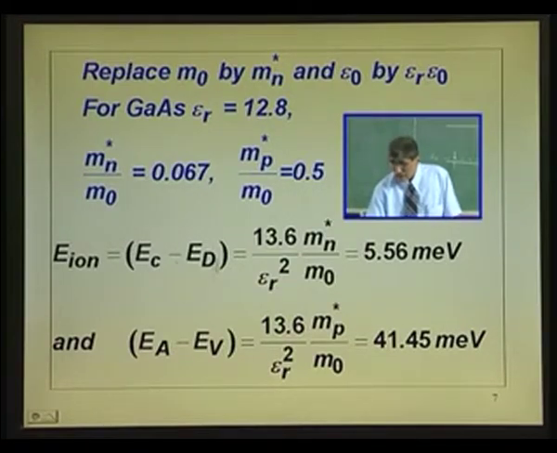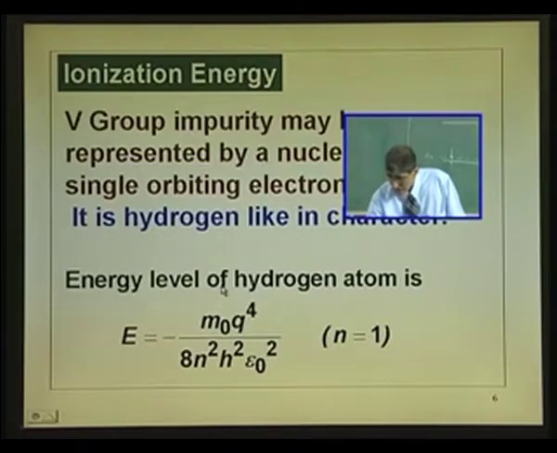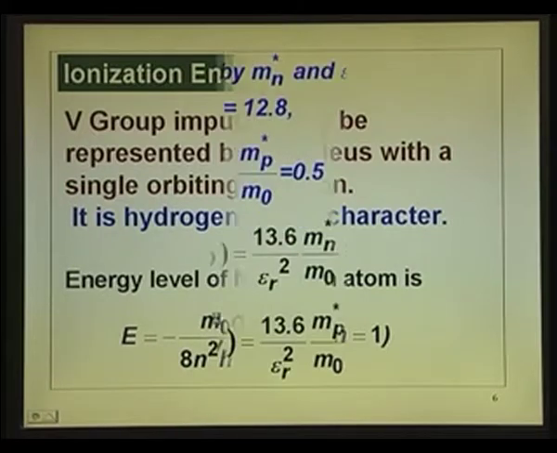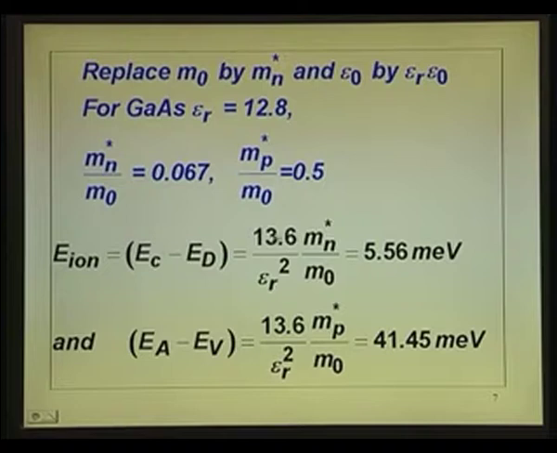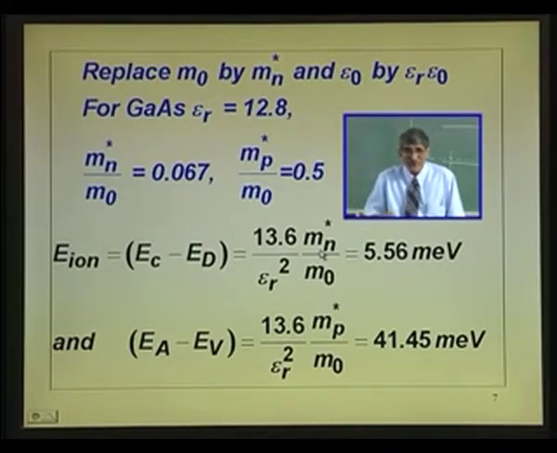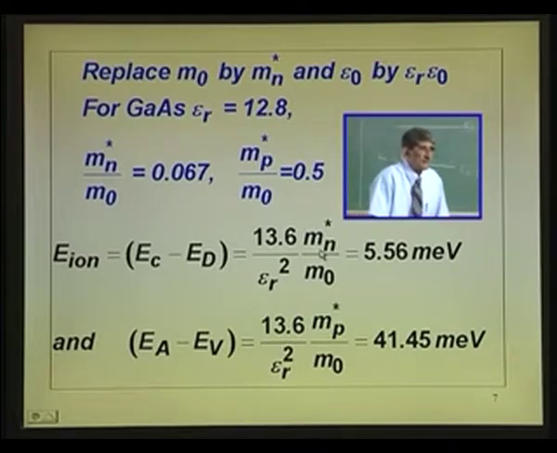So, now ionization energy. What you do is, I will go back once, replace m naught by mn star. That means, whatever I get here is 13.6 divided by m naught multiplied by mn star. It works out to our convenience. I do not have to know what is the actual mass of electron. All that I have to know is what is mn star by m naught.